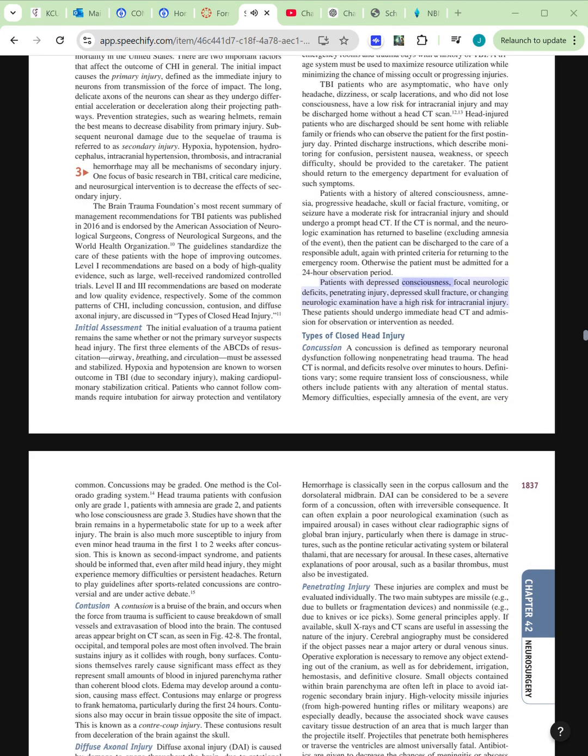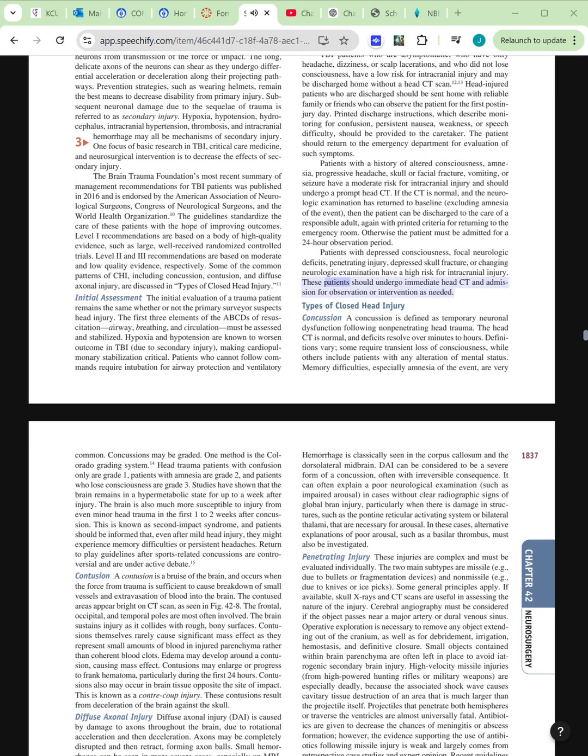Patients with depressed consciousness, focal neurologic deficits, penetrating injury, depressed skull fracture, or changing neurologic examination have a high risk for intracranial injury. These patients should undergo immediate head CT and admission for observation or intervention as needed.